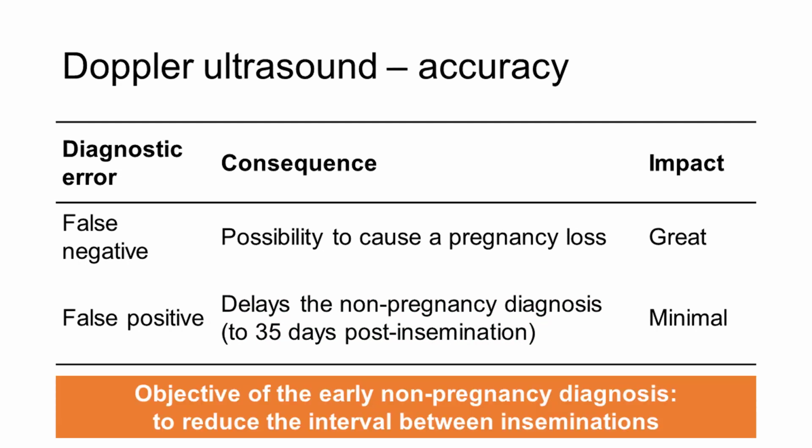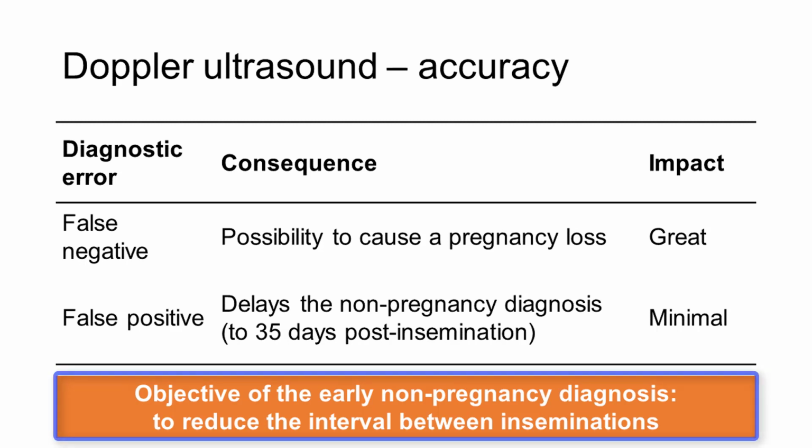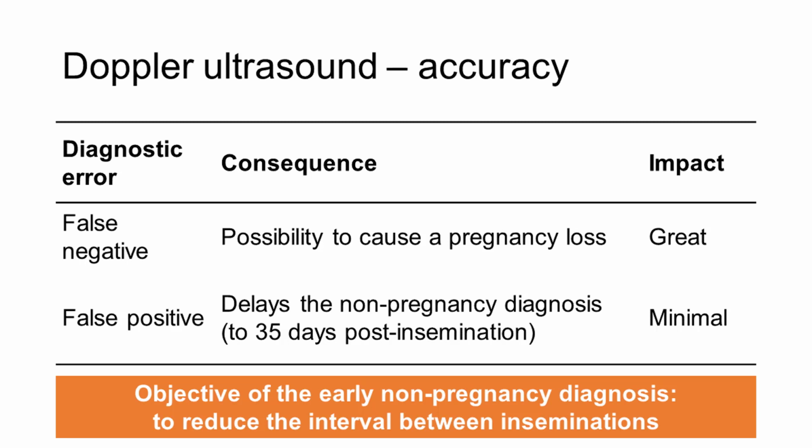The characteristics of the Doppler ultrasound were chosen because when you do an early non-pregnancy diagnosis, the goal is to take action on the non-pregnant cows and decrease the interval between inseminations. It would be a great disadvantage if you mistakenly identified pregnant cows as non-pregnant and started, for example, a synchronization program and lost the pregnancy.